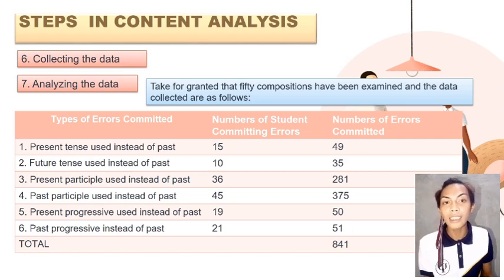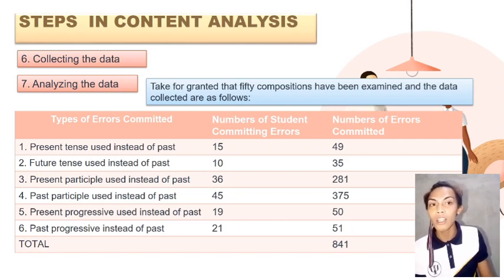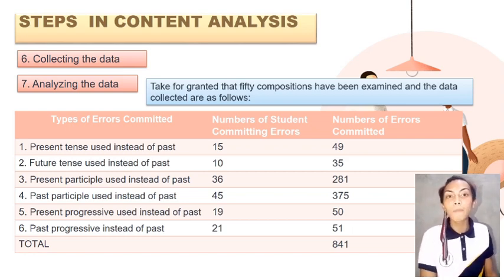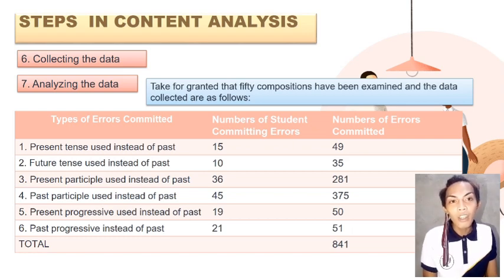In the future tense used instead of past, there are 10 students committing the errors, while there are 35 errors committed. In number 3, present participle used instead of the past. So here, there are 36 students committing errors.